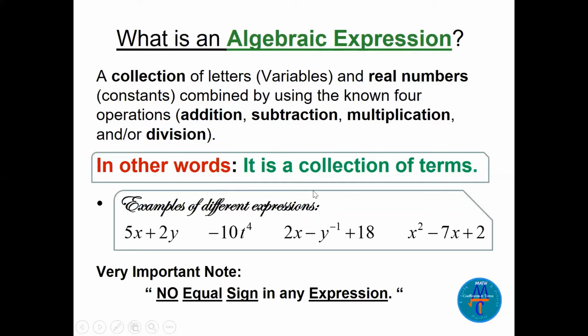So if we have terms like this, look at the fourth example. x squared is a term, minus 7x is a term, 2 is a term. So there are 3 terms, and altogether all this is an expression. This is also 3 terms. Here we see one term, minus 10, t to the power 4. That's one term and also an expression. Here, 5x plus 2y. No equal sign, remember. No equal sign in any expression. So it is given like a statement.